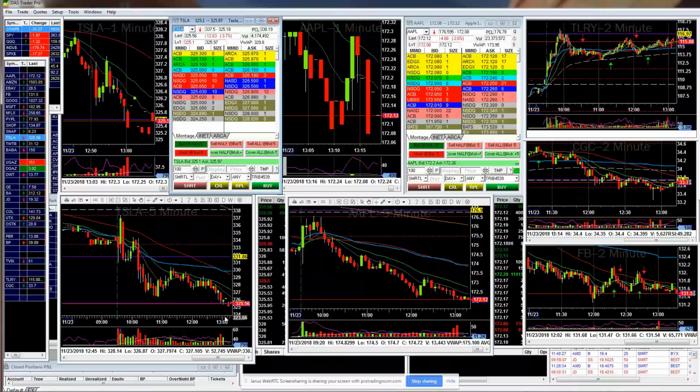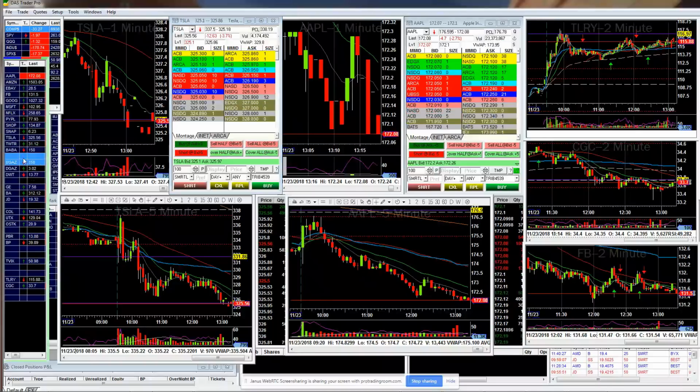Teslas can always be fun because it bounces up and down a lot. So each one has got its own personality, and I've gotten to know these fairly well. Right below it, I put things that I've been following for the last week or 2 weeks that I usually just want to keep an eye on.